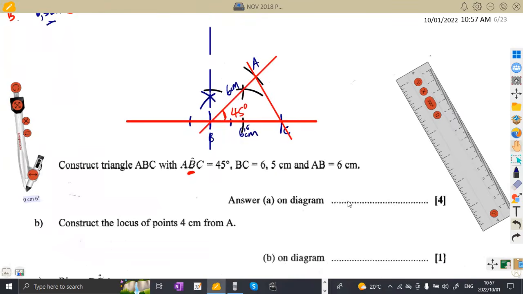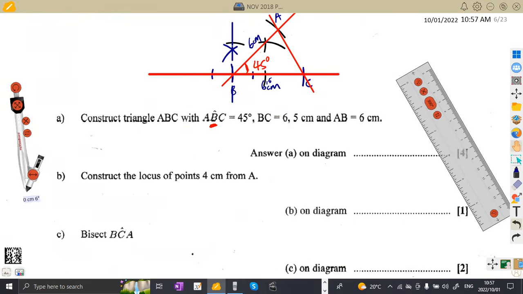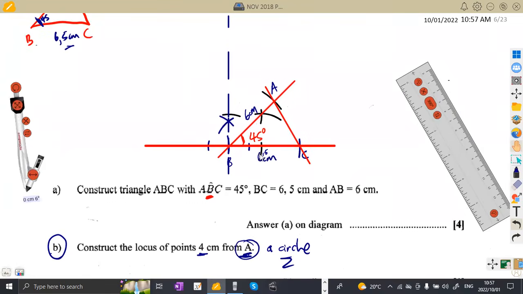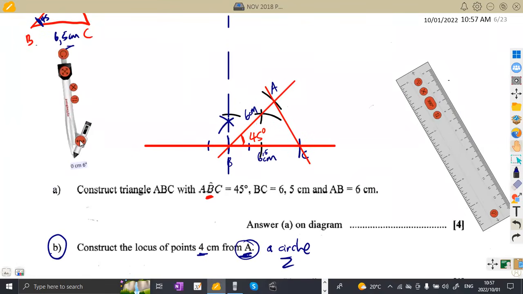From this question that we have from the triangle, we are now asked in B to construct the locus of points 4 centimeters from A. So A, guys, is a fixed point. I told you whenever you're given a fixed point, that one is going to be a circle. From a fixed point, you're going to produce a circle. So from A, you measure 4 centimeters. According to me, 4 centimeters is this one.